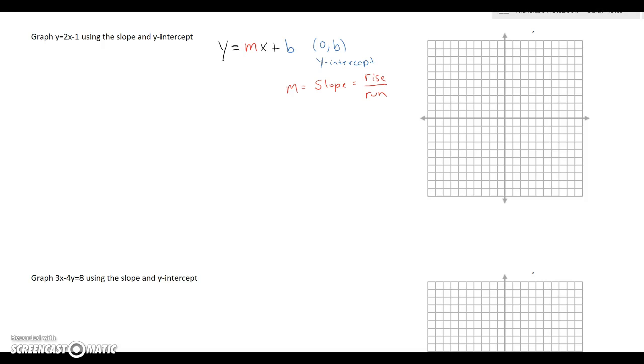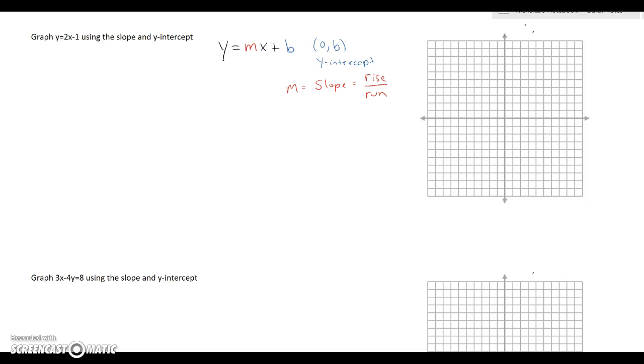So remember, slope is rise over run. That's how much a graph goes up and over as it moves. And the y-intercept, that's going to be where it crosses this line right here. This is the y-axis, okay?